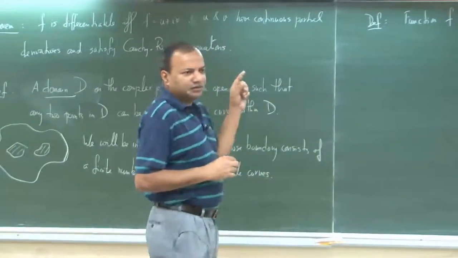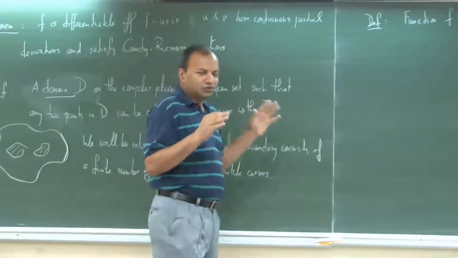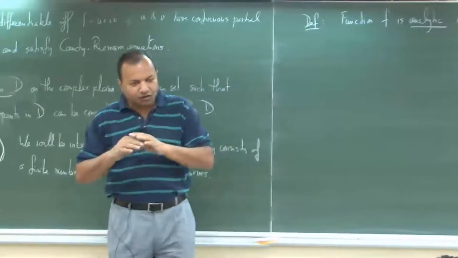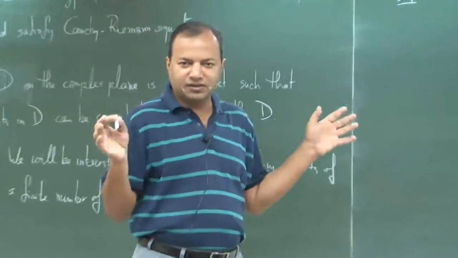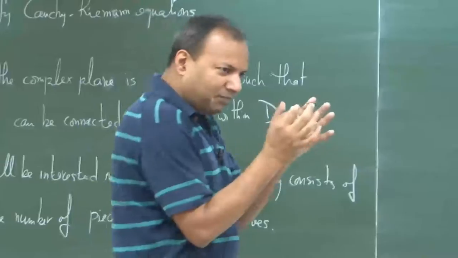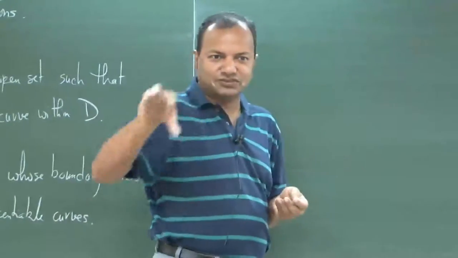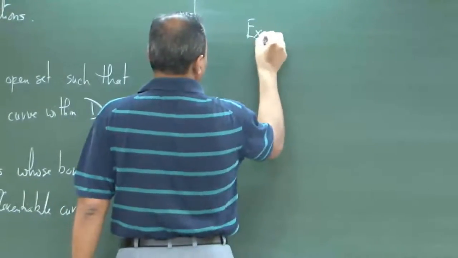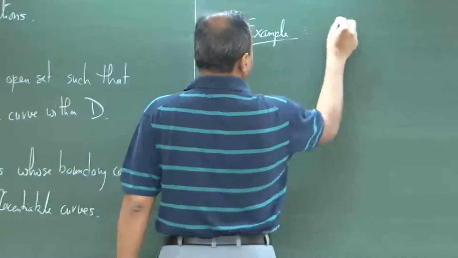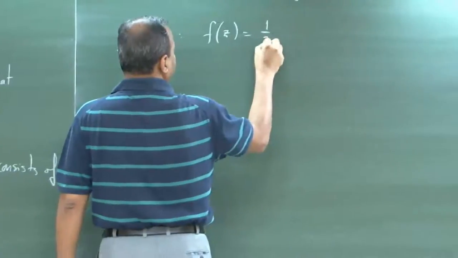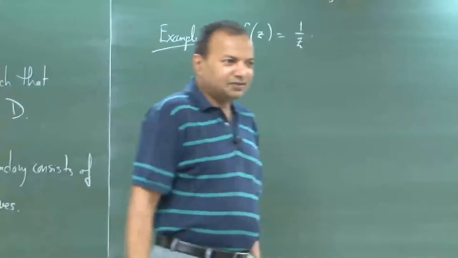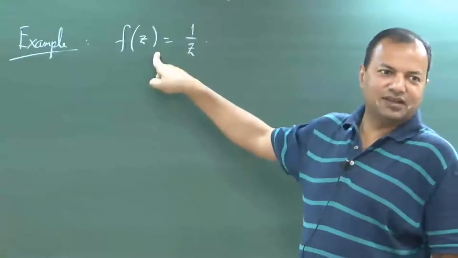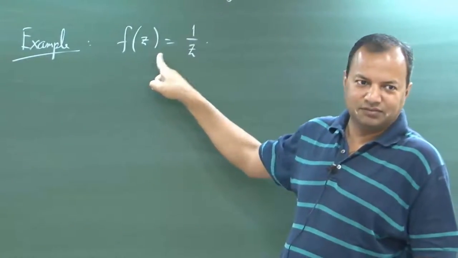Now, the reason I have defined an analytic function on a domain instead of on the whole complex plane is that many of the functions that we will study are not analytic over the entire complex plane, but they are piecewise analytic on different regions of the complex plane. A simple example is, let us just take f(z) to be 1 over z, and let us see if it is analytic. One thing is clear, in any domain which contains the point 0, this is not analytic, because it diverges at point 0.